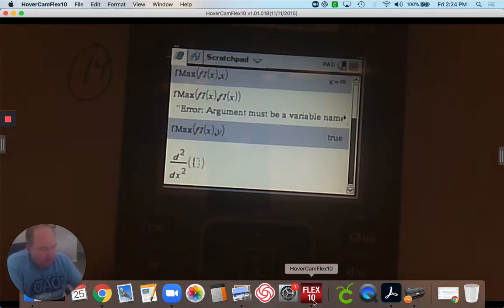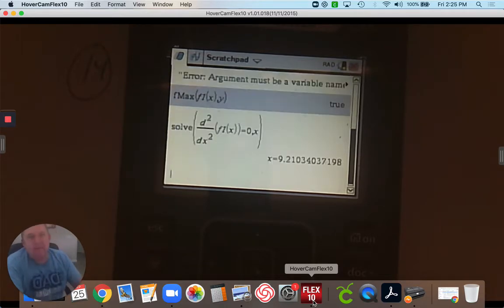Now I'm going to do one more thing too, because I need to solve an equation. That's the derivative. I want to know when it's equal to 0, but I didn't type in solve. So I'm going to type in the word solve, S-O-L-V-E, comma x. Let's see what we got. 9.210.